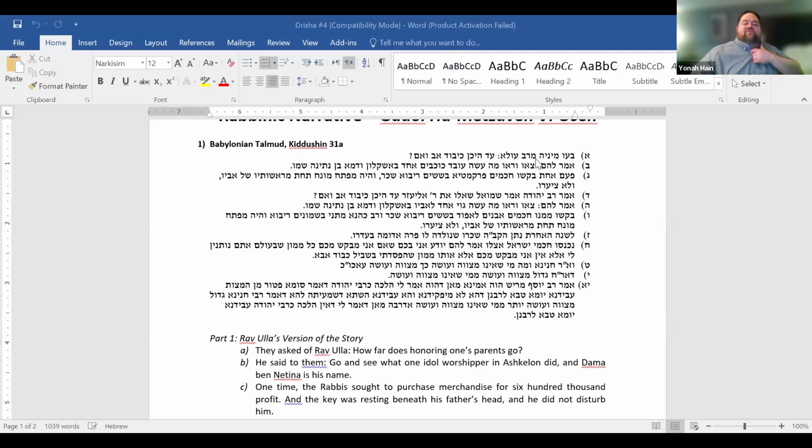Ba'u minei me Rav Ula. They asked Rav Ula. Who's they? Seemingly students, but we're unsure exactly. Ad heichan kibud av v'eim. How far does honoring one's parents go? Now, it's an interesting way to phrase the question because the way it's going to be answered is how far does one have to go in order to fulfill or in order to honor one's parents?